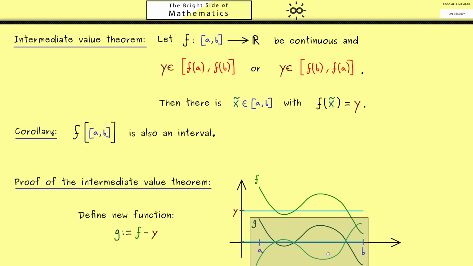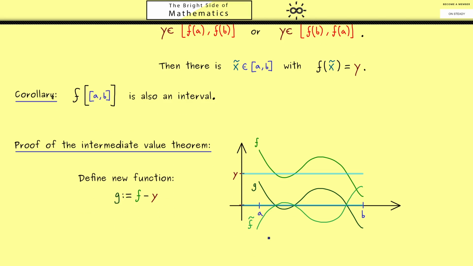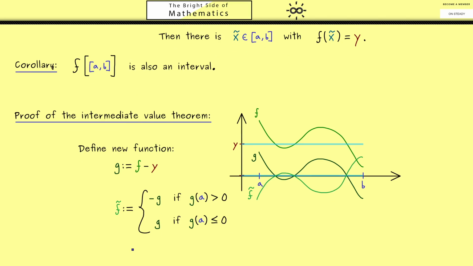So what we could do is just mirror the whole graph, and then we have a new function which has exactly this property. And this function we now can call f tilde. However, please note here, we only mirror the graph if it's needed. So in the formula, this would mean f tilde is defined as minus g, however, only in the case that g of A is greater than 0. If g of A is less or equal than 0, we don't have to do anything, we can just set f tilde to g.